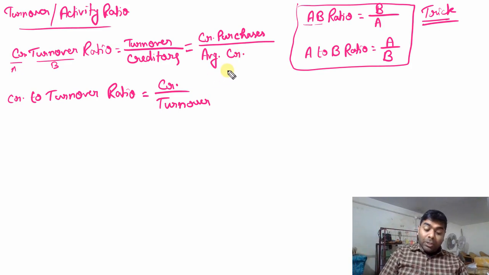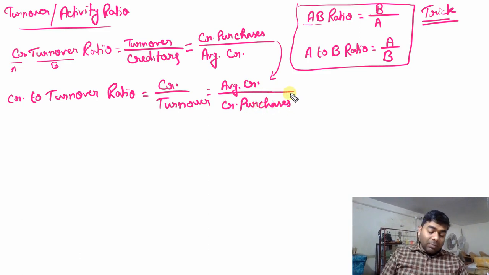Okay. Now creditors to turnover ratio, we can write it as creditors upon turnover, and same as this formula we will reverse here. What will the formula become? Average creditors upon credit purchases. I think आप सभी को ये ट्रिक क्लियर हो गया.